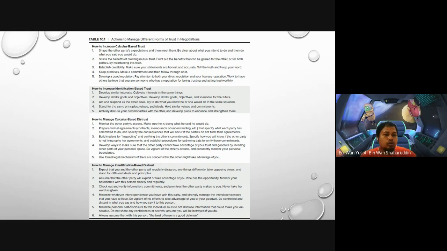We also have calculus-based mistrust and identification-based mistrust. So how do you monitor this? You can always monitor the other party's actions, and prepare formal agreements and so on. And if you want to manage identification-based distrust, expect that you and the other party will regularly disagree, and assume that the other party will exploit or take advantage of you if given the opportunity. In other words, just be aware of your surroundings and of the people you are negotiating with.